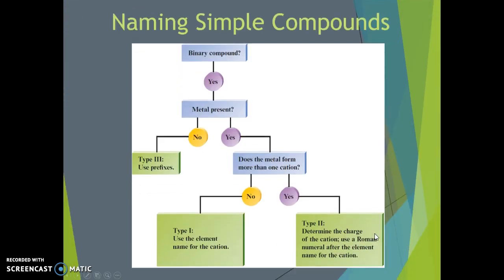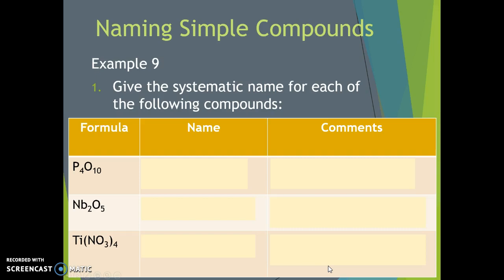So if we put this all together, we have this flow chart to help with naming again. First, you want to look to see if the compound contains a metal. If it does not, that means it's a covalent compound and you just use the prefixes. If it does include a metal, then we need to decide if the metal forms only one type of cation. If it does, then you're going to just name the element. But if it can form more than one cation, we must determine the charge and use the Roman numeral system.